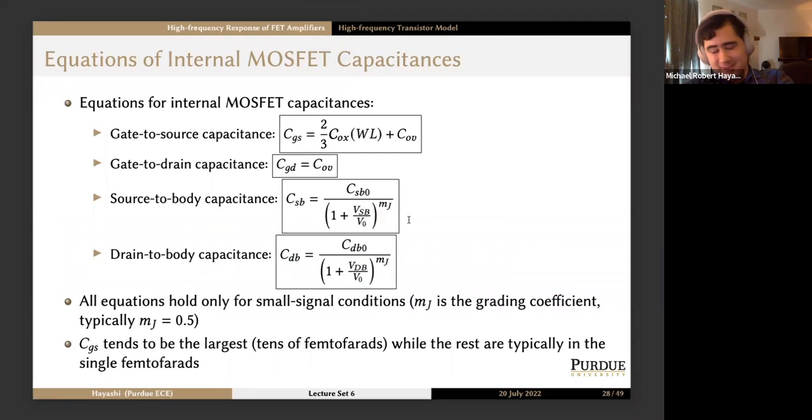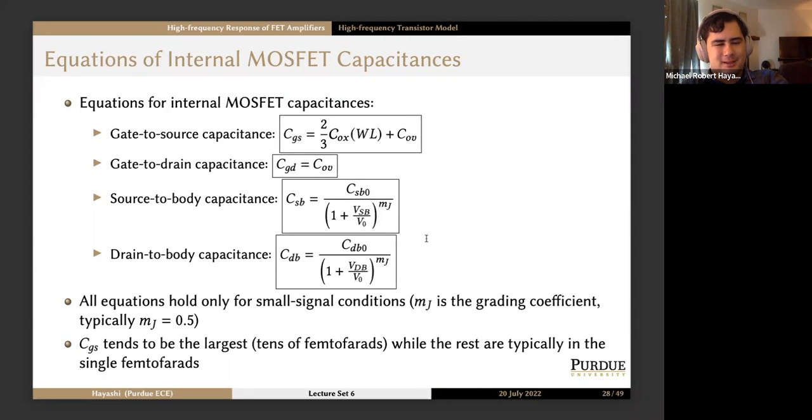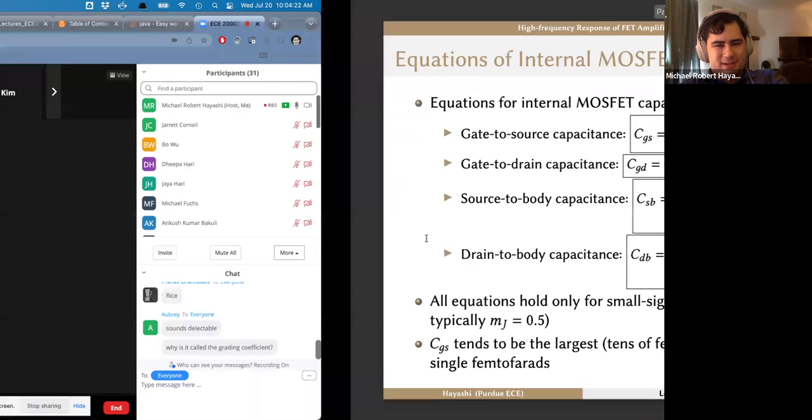If I remember right, and this is where I'd have to look up some of my notes, I believe you get MJ equal to 1 for a hyper abrupt junction, and MJ equal to 1/3 for a linearly graded junction. And of course, this may not be known a priori. You may have to take measurements to figure out which type of grading coefficient best fits your specific MOSFET. So this could be thought of as a partially empirical model. Yeah, you would need a curve tracer to figure this out, a CV curve tracer.